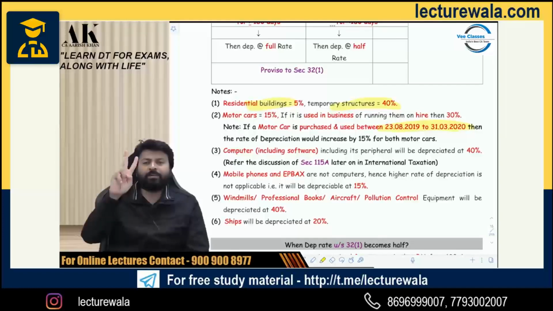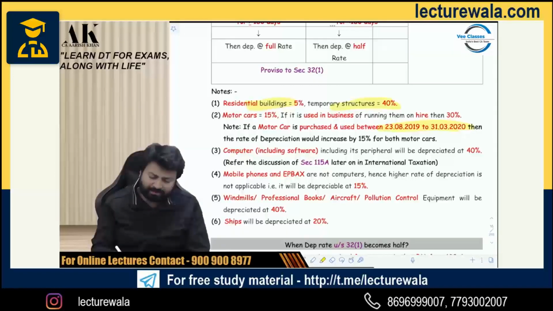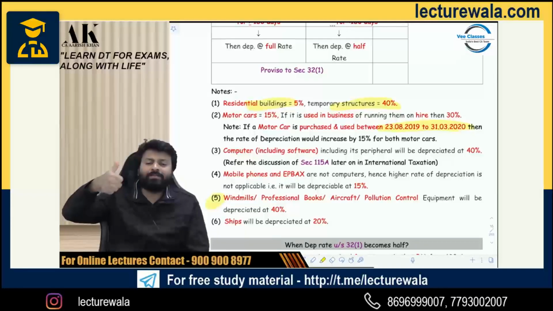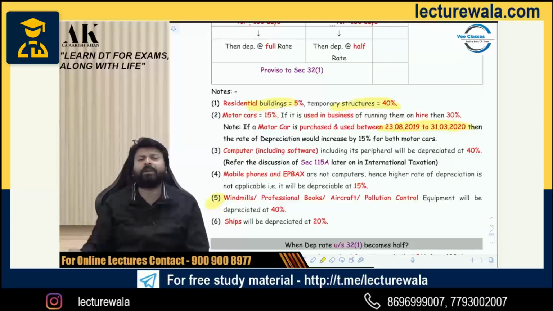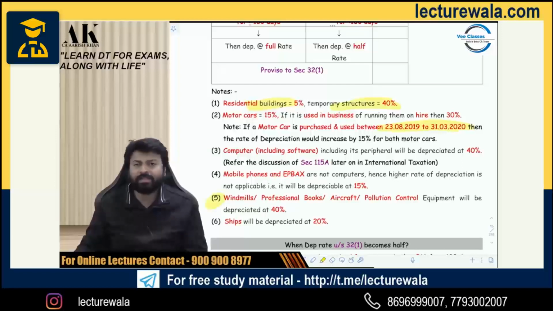Ships will be depreciated at 20%. Aircraft will be depreciated at 40%. Professional books will be depreciated at 40%. Windmill at 40%. Pollution control equipment at 40%. You can see all of them in point number 5. Windmill 40%. Professional books 40%. Aircraft 40%. Pollution control equipment 40%. But ships are 20%. So these are the rates which you have to learn by heart as a student. They will not give you them in the exam. So you have to remember these rates very carefully. Be aware of this. Okay.